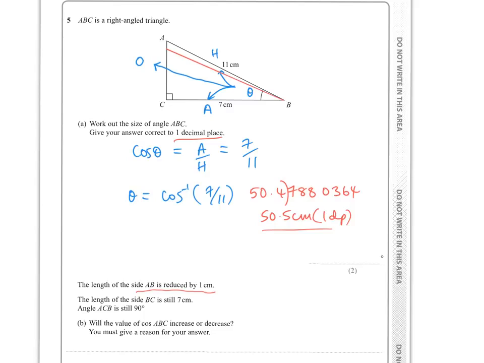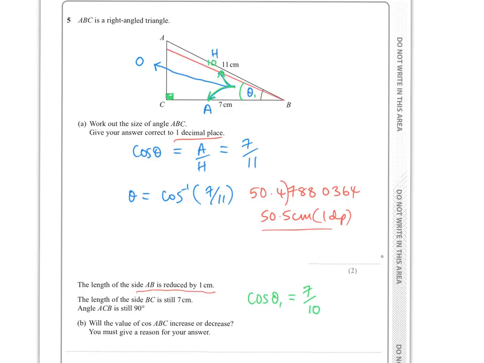Okay, so you can see there that what would have changed is that this length now would be 10, and this would be our new angle, so we'll call it theta 1. So we'd have cos of theta 1 would now be adjacent still, which is 7, over hypotenuse, which is now 10, because this is still a right angle, that's really important.